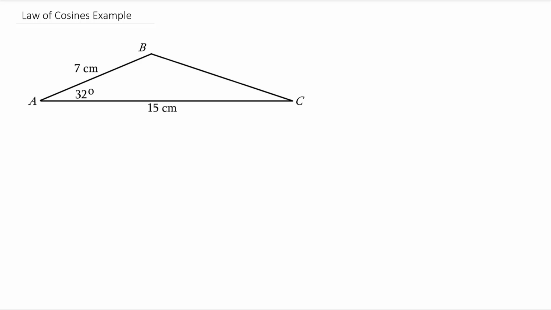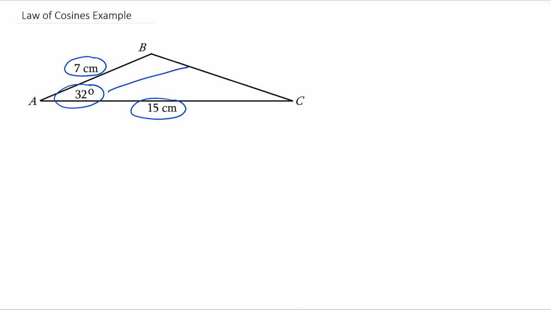In this video, we're going to look at an example of applying the law of cosines to figure out missing information in a triangle. So you'll see that right off the bat, we know two side lengths, and we know the measure of the angle between those two side lengths.